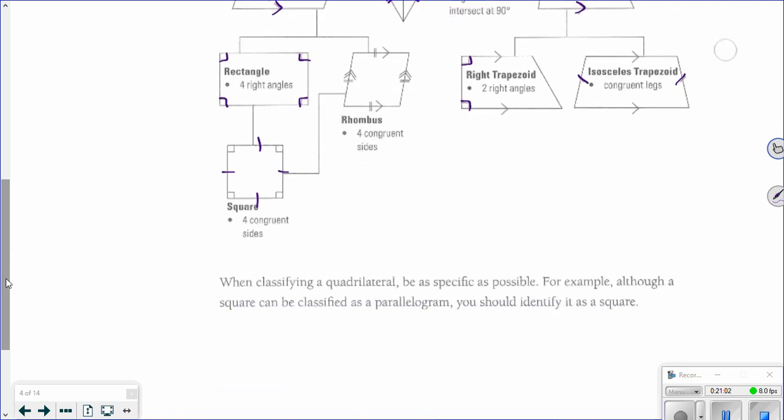Okay, so when you're classifying a quadrilateral, it's important to be as specific as possible. For example, although a square can be classified as a parallelogram, you should actually identify it as a square. So saying that a square is a parallelogram is less helpful to us than knowing that it's a square, because knowing it's a square means it has all the same size side lengths. So be as specific as you possibly can.